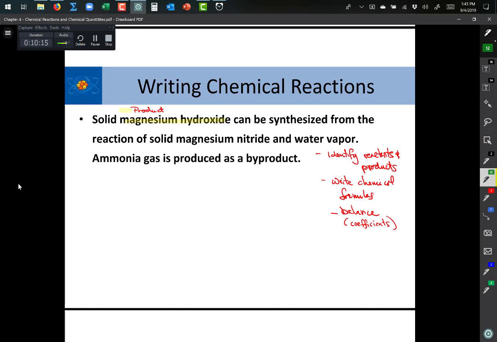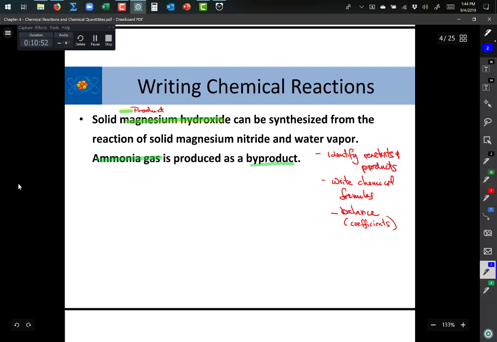So magnesium hydroxide, and then I have what's this guy? There we go. That looks better. What else gets produced? Ammonia gas. So a byproduct is something that's produced as part of a reaction, but it's not usually what you're interested in. It's not what you're trying to make. Usually in a chemical reaction, you're trying to make something, and a lot of times when you make something, you also make waste products that you don't care about.